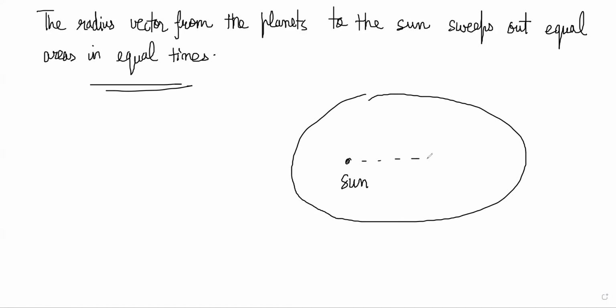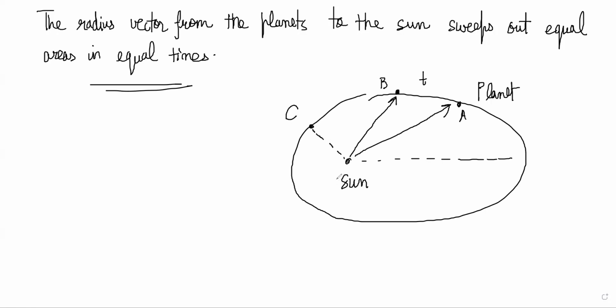So, if we assume that the body's at the far leftmost point, then at a time t, we can say it covers that much area in that time t. Then, if we take a different location in the same time t, even if the shape might be different, the area will still be the same.